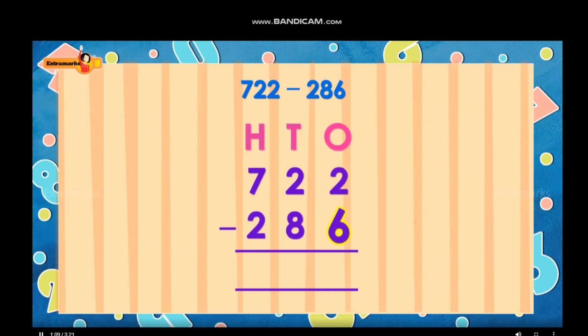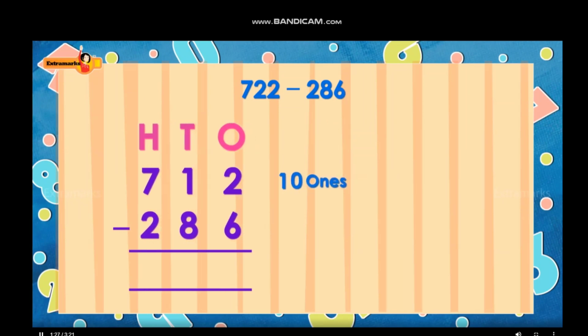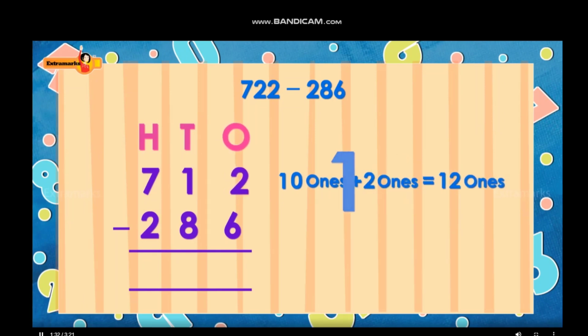Since 2 is smaller than 6, we cannot take away 6 from 2. In such a case, we borrow 1 from the tens place. After borrowing 1 from tens place, we convert it into ones. 1 ten gets converted to 10 ones. Now, 10 ones plus 2 ones is equal to 12 ones. Notice, only 1 ten is left in the tens place. Now, we will subtract 6 ones from 12 ones. 12 minus 6 is equal to 6.